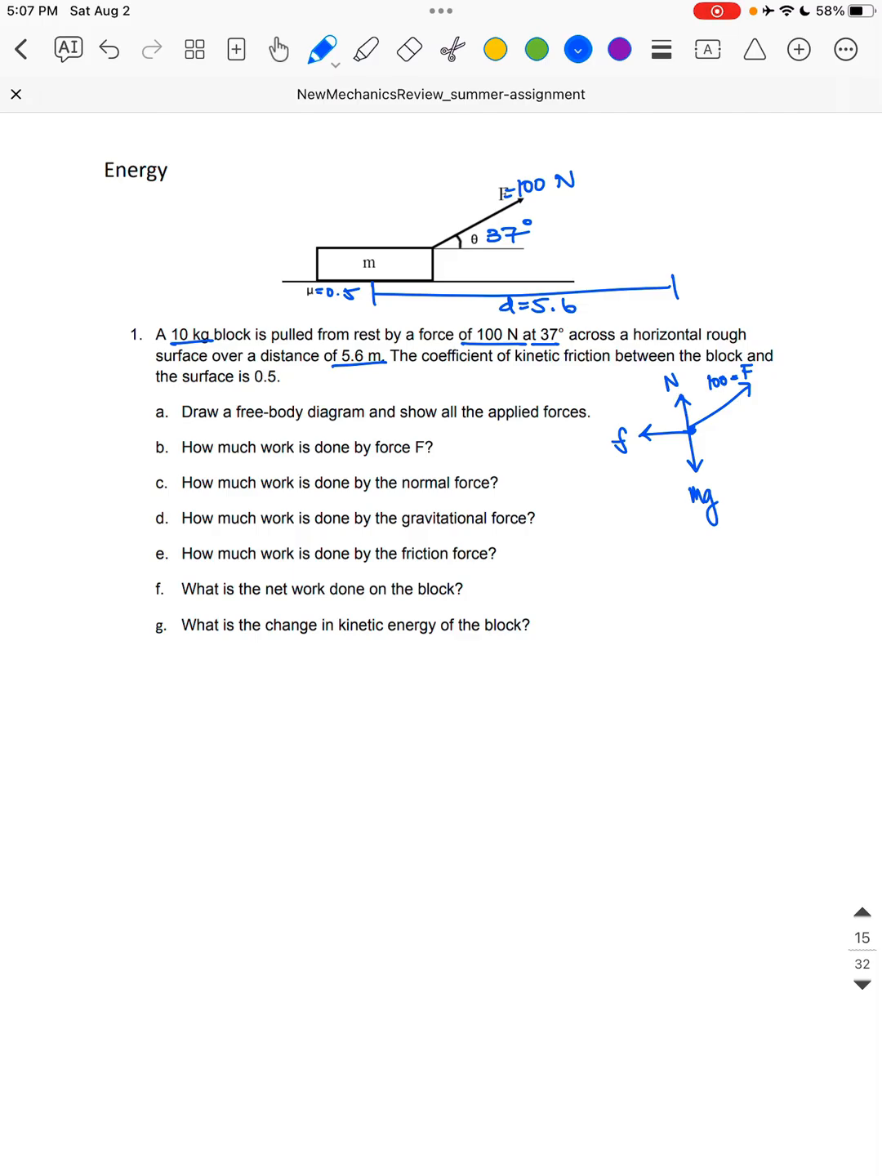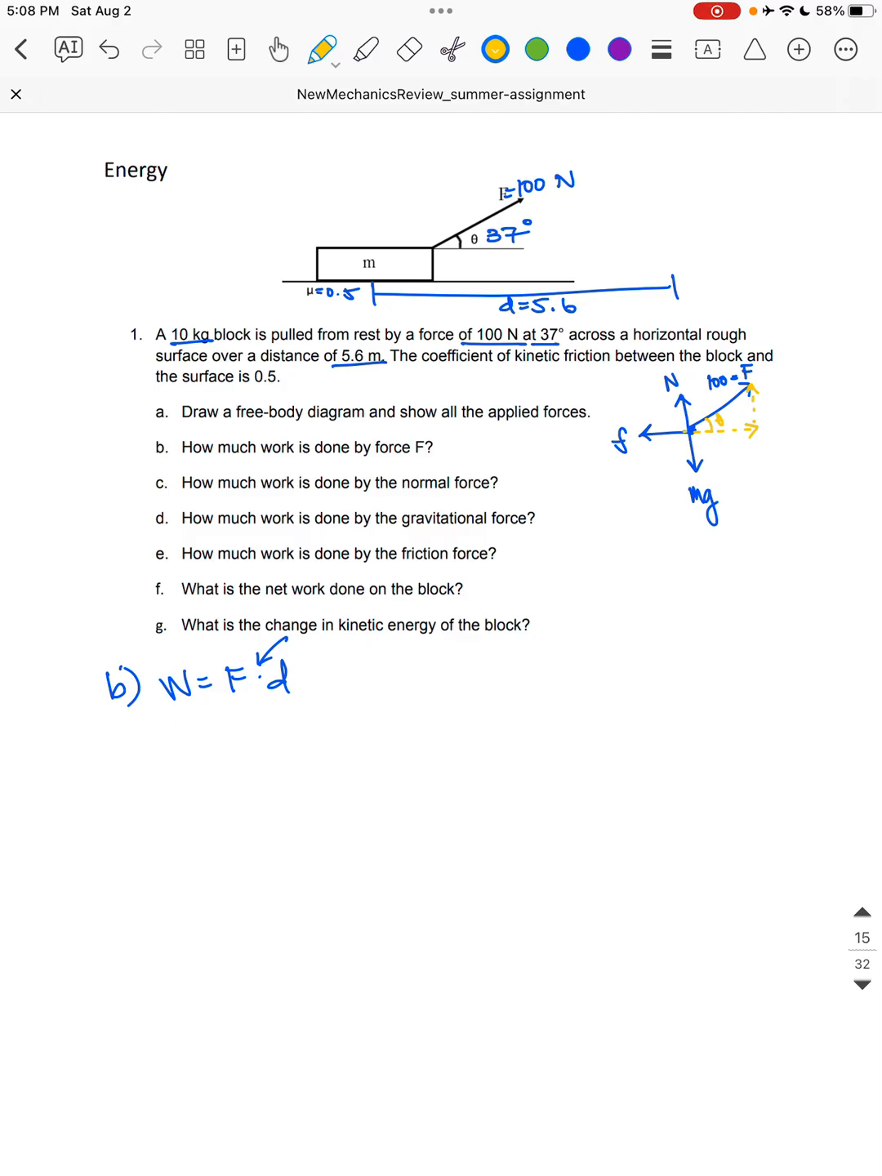How much work is done by the force? So I'm on to part B. Work is equal to force dot distance. The distance being traveled is to the right in the x direction, and so we need to focus on forces that are parallel to that displacement traveled. That's what the dot product here means. It means that the force and the displacement have to be parallel. So I have to break down this force into components. I need the x component specifically for this problem.